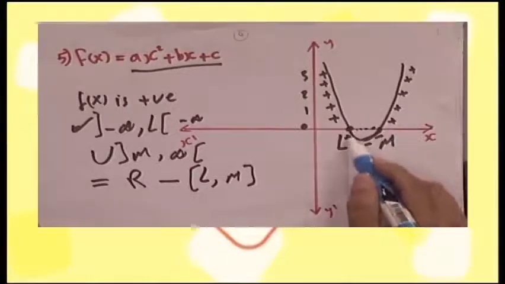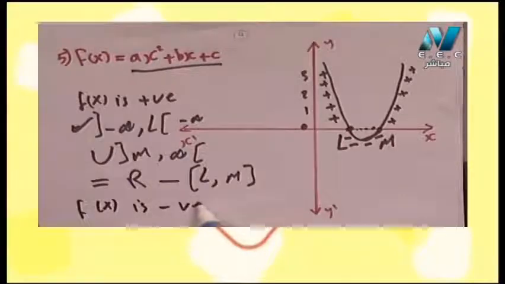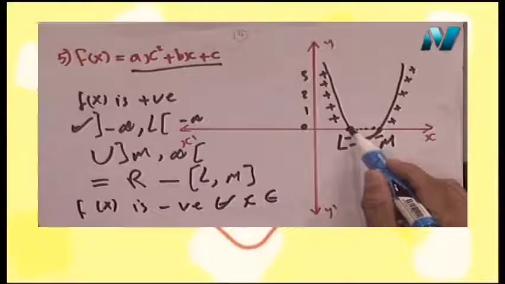If we want to find out the negative part, the function will be negative for all x belonging to what? Belonging to between L and m.